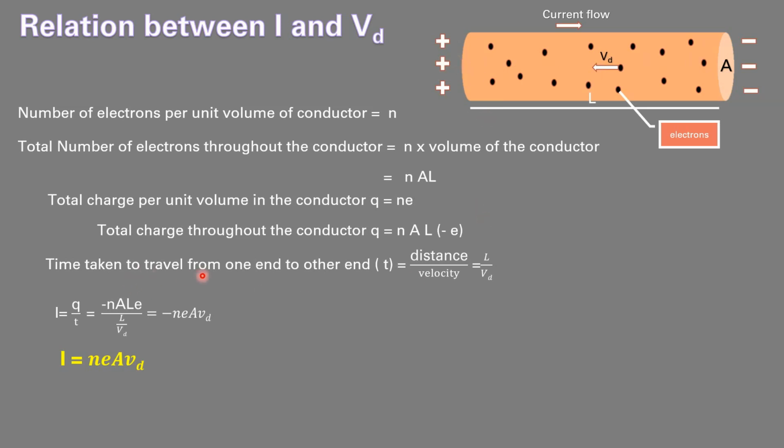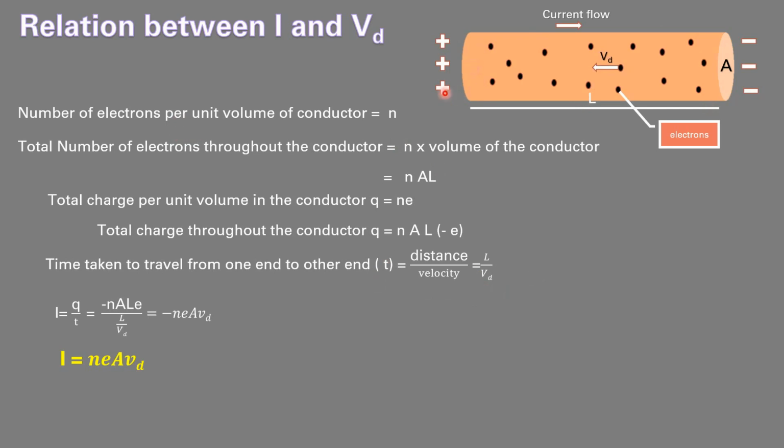So the time taken to travel from one end to another end is represented by t, and this time taken is given by the basic formula, distance traveled divided by velocity. That is, the total distance traveled from here to here is the total length of the conductor, L, and we know that they are drifted with the drift velocity. So the velocity is the drift velocity.